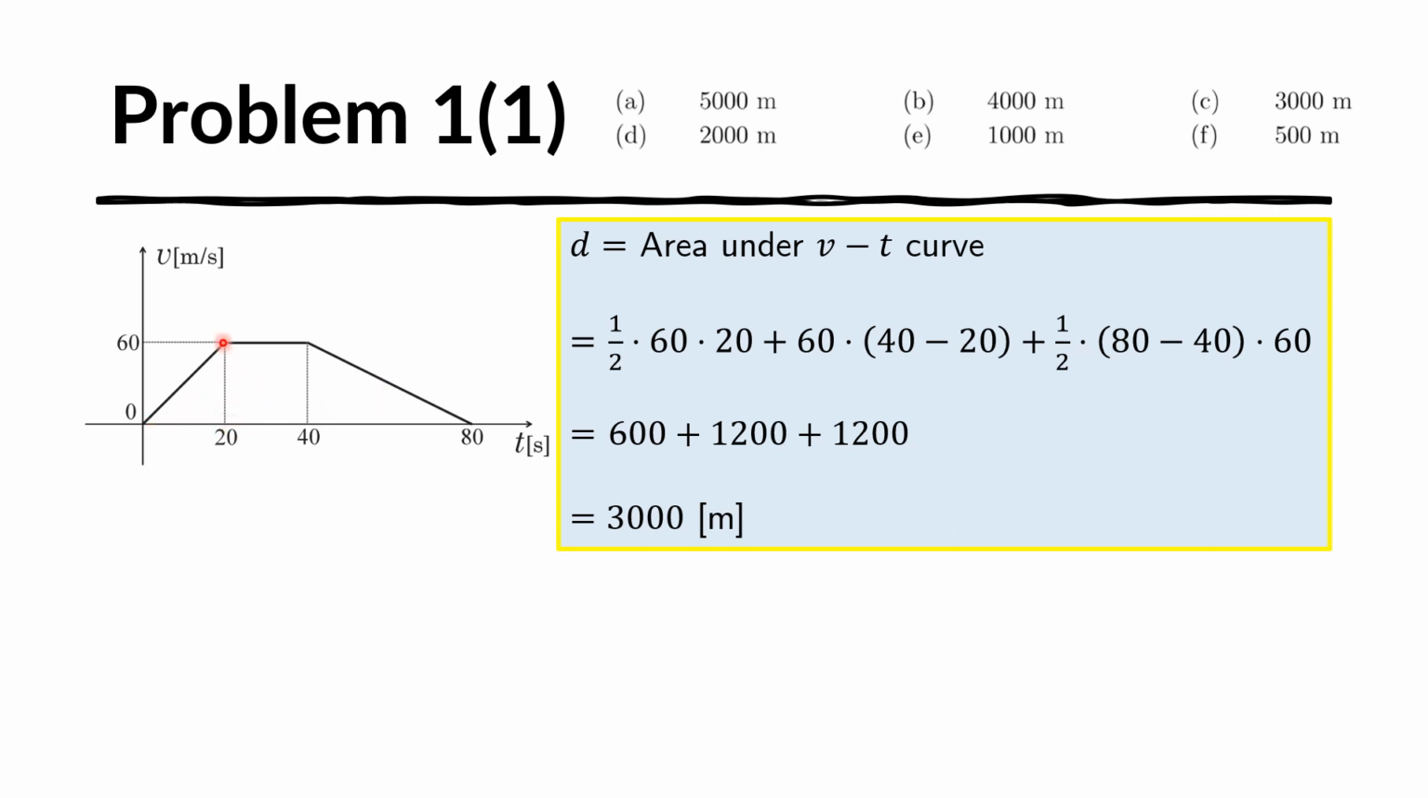So we find the area of the first triangle, that is 1/2 base times height. Then we have the square, the area of that is just length times width. And we have another triangle. Again, the area is 1/2 base times height. We add them up together and we get this value.